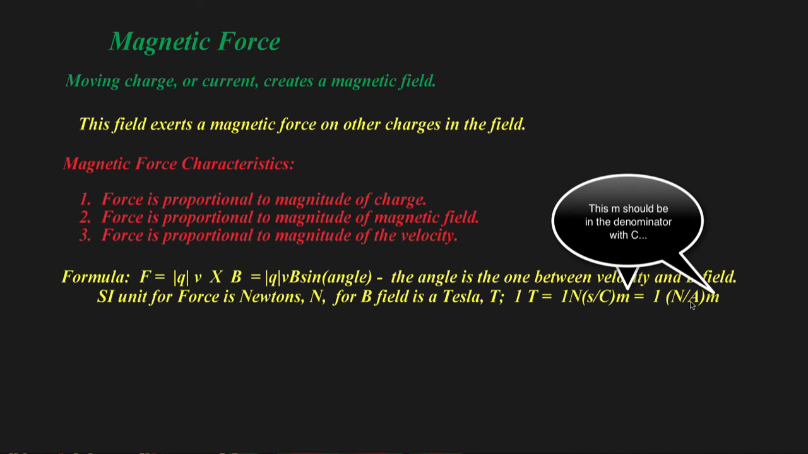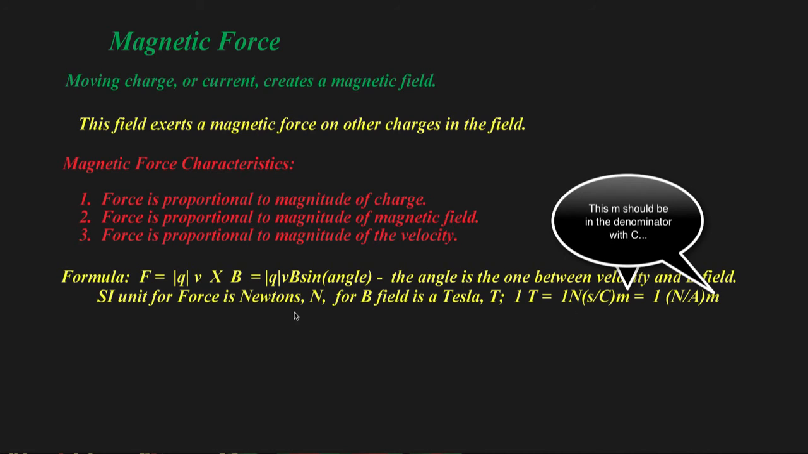If you remember, an amp is a coulomb per second, so since the coulomb is on bottom and seconds is on top, the amps would have to be on bottom. So these are just what 1 Tesla would equal. All right? So basically, that's it.